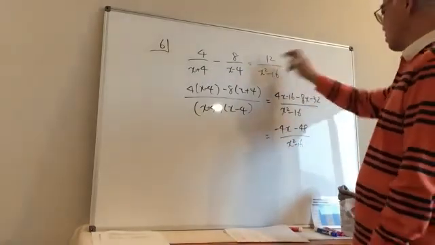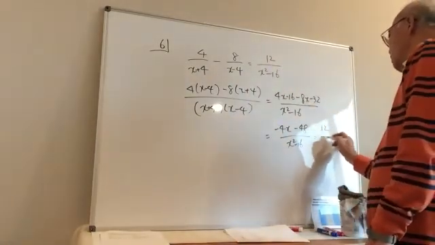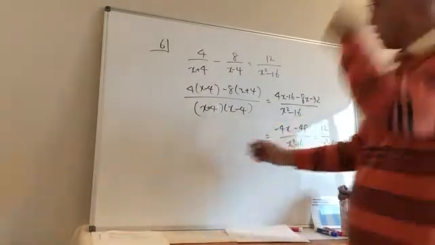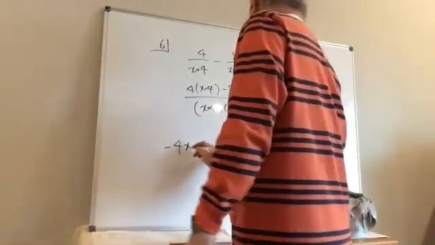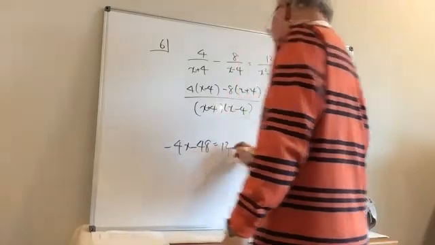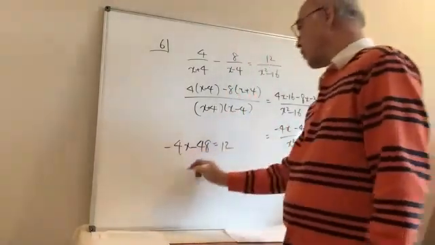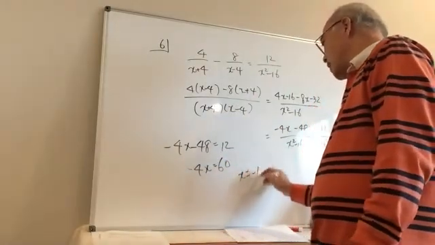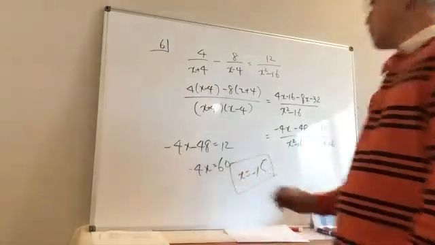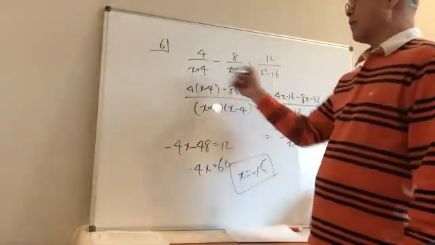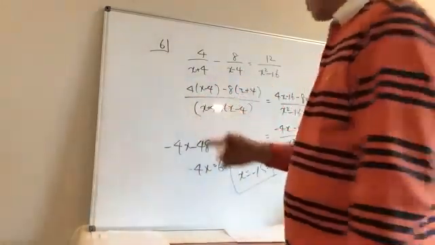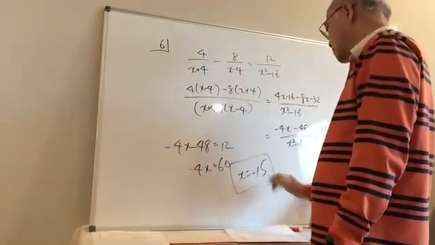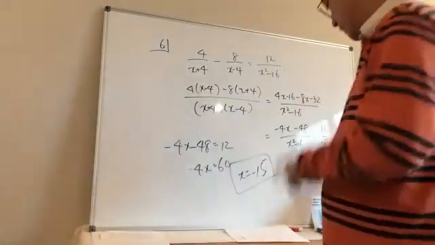And that's going to be equal to 12 over x squared minus 16. So if I look at the tops here, I get negative 4x minus 48 is equal to 12. Move the 48 over, I get negative 4x is equal to 60. x is equal to negative 15. And you have to verify that that does not make any of the denominators 0. As a matter of fact, negative 15 does not make any of these denominators 0. So that's your answer: x is equal to negative 15. Okay.